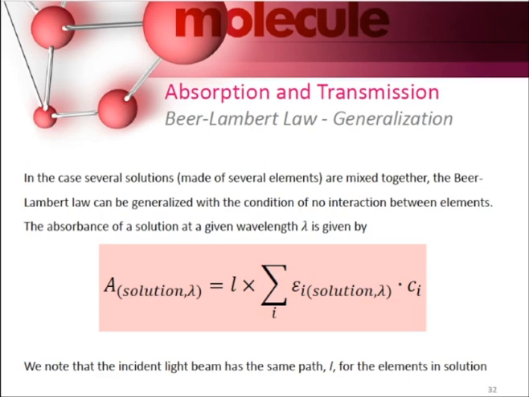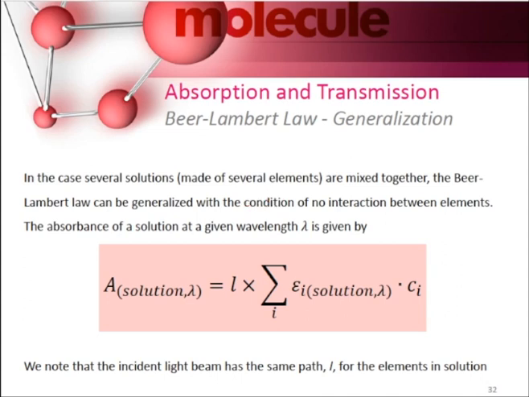Now what happens if there is a solution that is made of several elements? We have seen just in these two slides before that if there is a solution made of several elements, then the absorption of the solution is equal to the sum of the absorptions of each of the elements. But that is for the absorption. Now, how does the Beer-Lambert law apply if we have a solution that has a mixture of different elements?